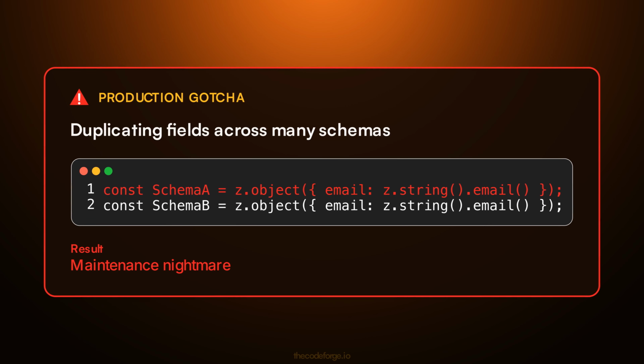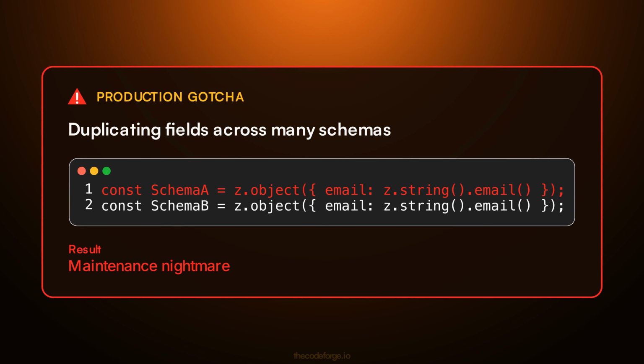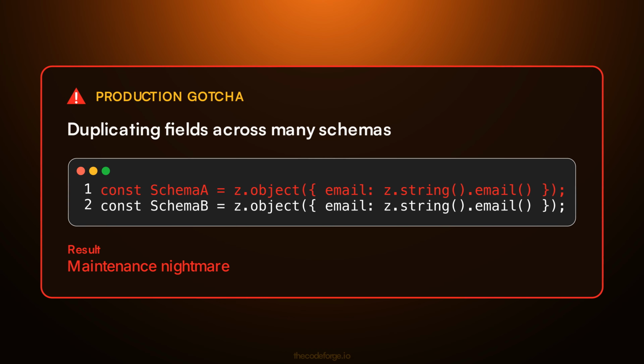Duplicating fields across 20 schemas is a maintenance trap. If the email validation changes, you have to update it everywhere. Extract common fields into a base schema and compose.